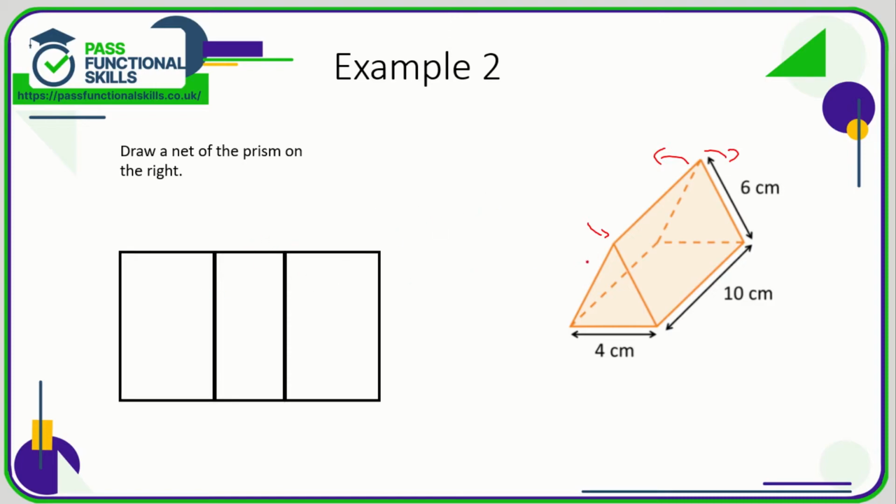So we've got 3 rectangles, which is the 10 by 6, 10 by 4 and the 10 by 6, and now all we need to do is put a triangle on the top and a triangle on the bottom, and we are done.